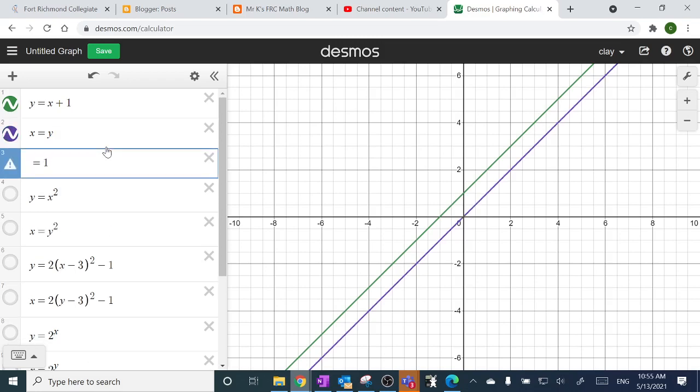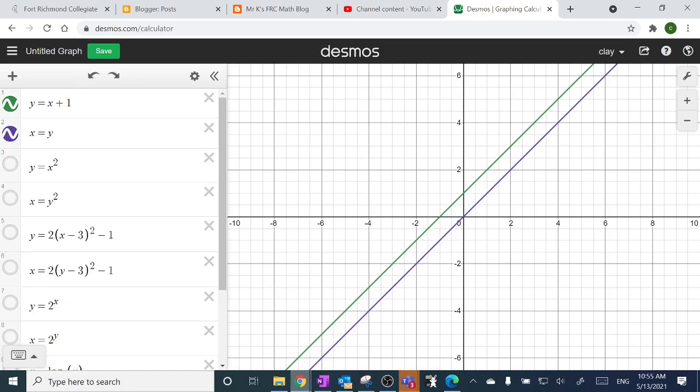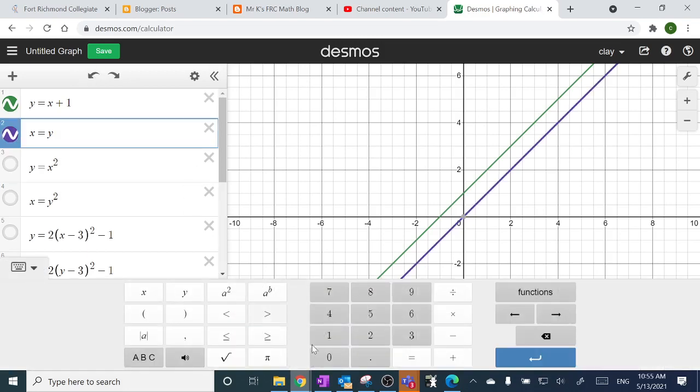plus 1. Whoops, that didn't work the way I wanted it to. Hold on. Undo that, undo that, undo that. There we go. I'll just do it here. Plus 1. There we go.